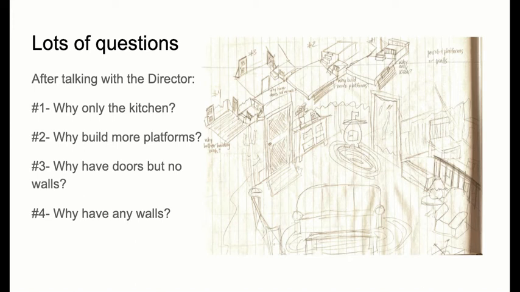Why did we only remove the kitchen? Why was the bedroom still there? Why would we need to build more platforms? I could see some pros and cons for that, but maybe the whole cabin is on one level instead of offsetting the bedroom.